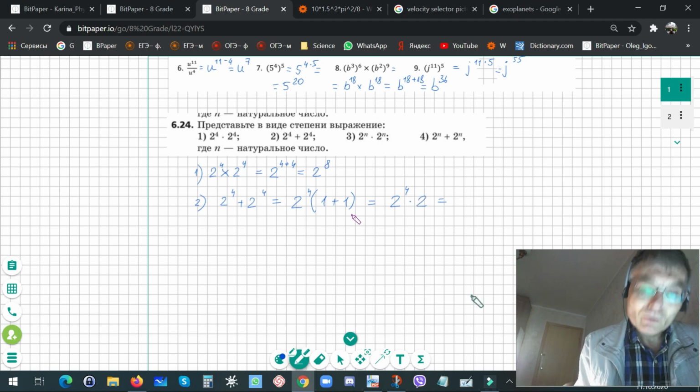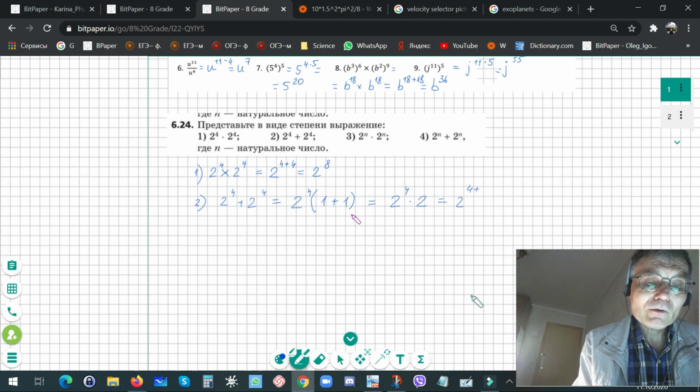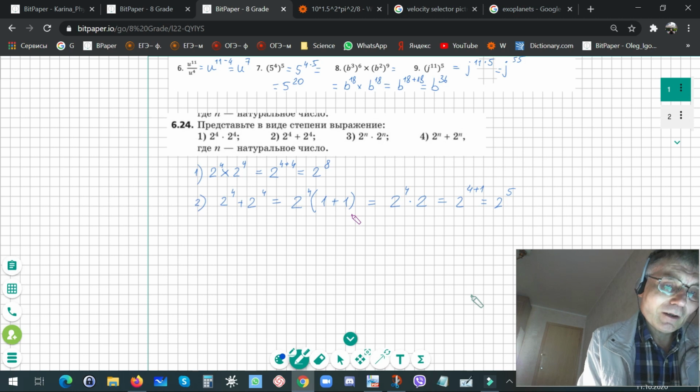And now we know what to do. We know that we keep the base and we just add. We understand that here is actually a hidden 1 in the second term. And now we have 2 to the power of 5. This was something new from Russian school. Now, number 3.